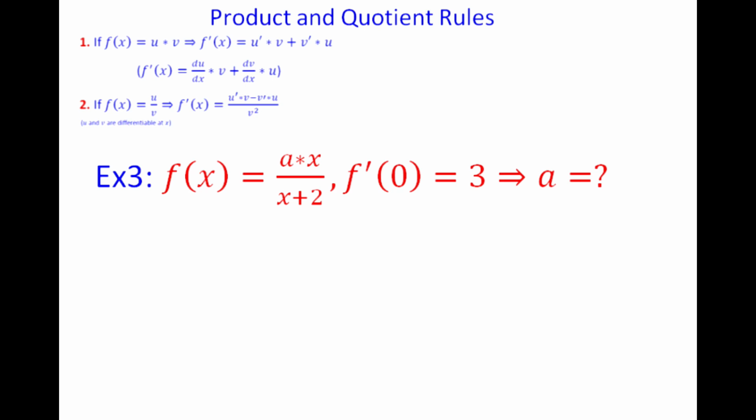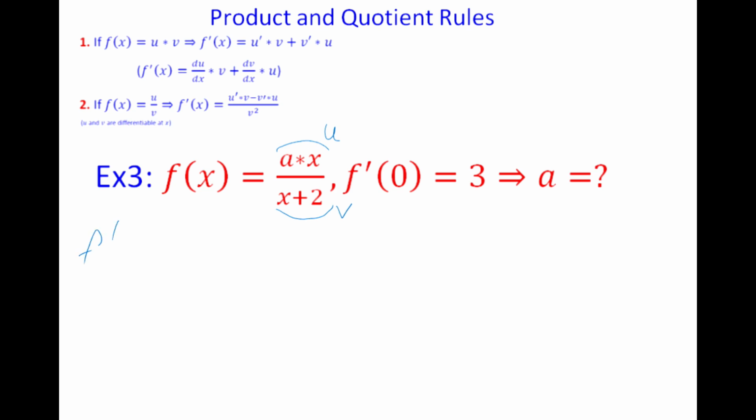And this is our last question, guys, in this video. We have a slightly different question. f of x is given to us as ax divided by x plus 2. We can treat the numerator as u and the denominator as v. And in this case, f prime of 0 is given to us as 3. And what is the value of a? We don't know a here. So I'm going to basically apply the derivative formula.